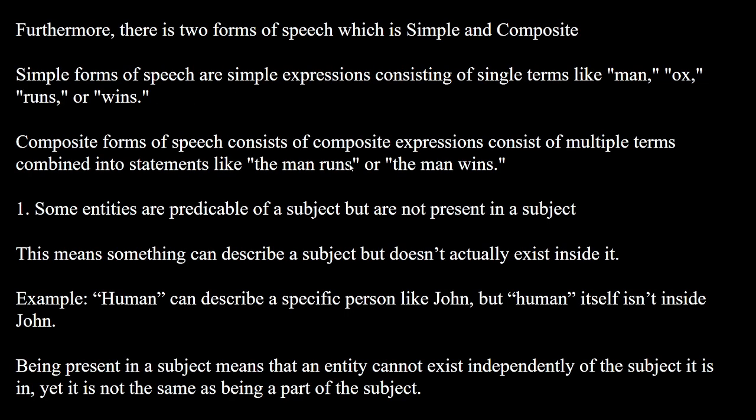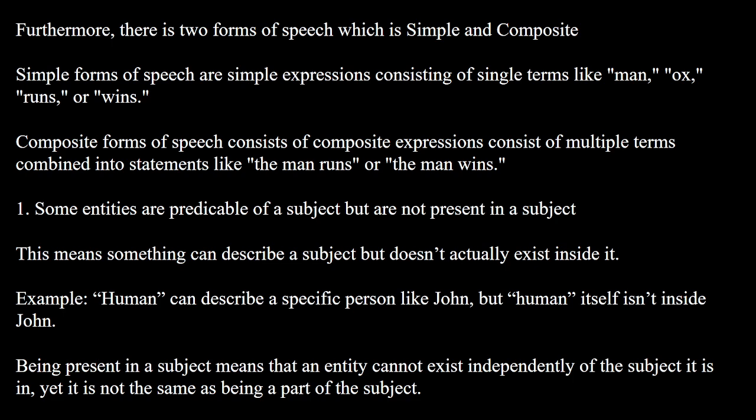Furthermore, there are two forms of speech: simple and composite. Simple forms of speech are expressions consisting of single terms like man, ox, runs, or wins. These simple terms don't contain any affirmation or negation, which means there's no such thing as being true or false within them. They only become that when they become composite. Composite forms of speech consist of multiple terms combined into statements like the man runs or the man wins.